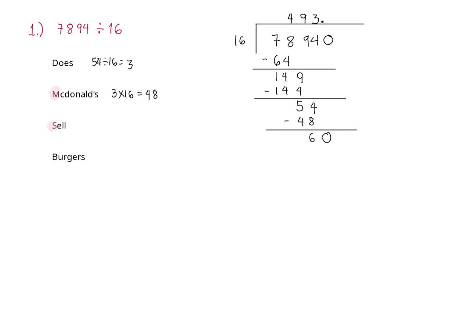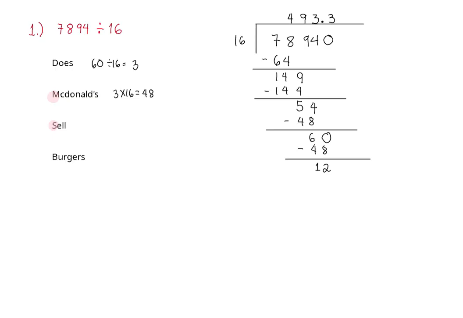And repeat the process again. Divide 60 by 16. It goes in 3 times. Write the number 3 after the decimal point in the answer. Multiply our answer, which is 3, and the divisor, 16. This gives us 48. Next, subtract 48 from 60, and it will give us 12.